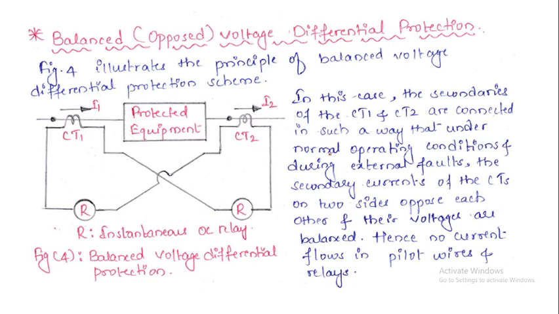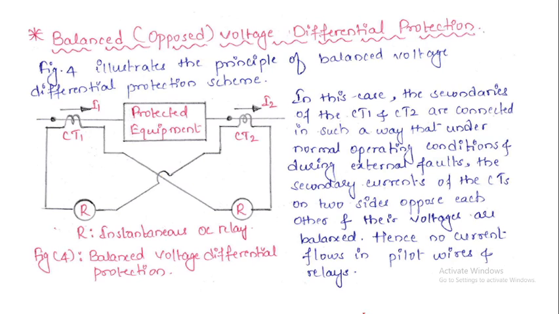Now we have the balanced voltage differential protection. Figure 4 illustrates the principle of the balanced voltage differential protection scheme. I guess in the previous lecture we discussed this balanced or opposed voltage differential protection, along with the circulating current scheme, in the case of simple differential protection. We have discussed the same principle, and here also we are using it. The two CTs, CT1 and CT2, are connected, and the secondaries of those two are connected in such a way that they oppose each other. This connection is done in order to balance the voltage under normal operating condition.